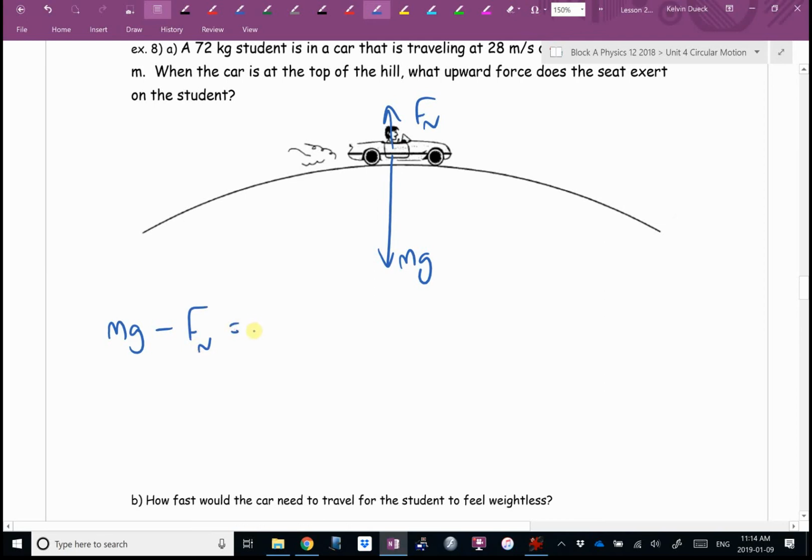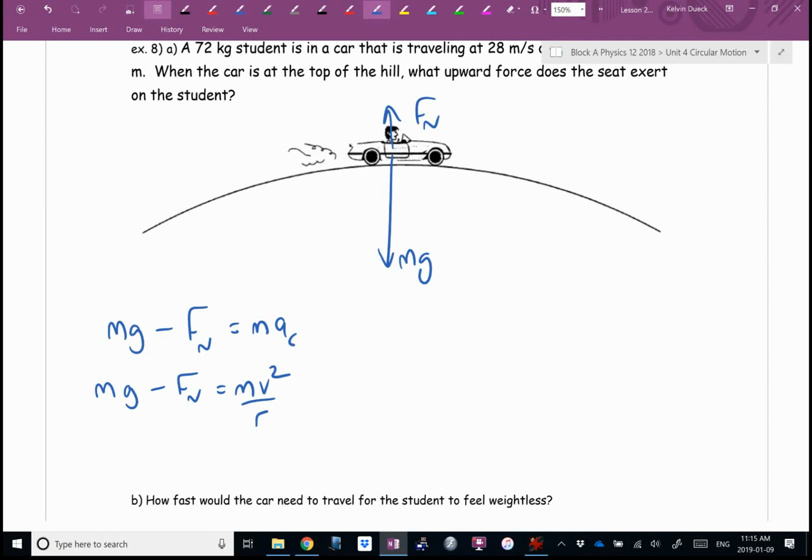What does that equal? ma_c. Which a am I going to use? Did they give me a speed or did they give me the period? Okay, so I'm going to go mg minus F_N equals mv squared over r. Nina, what's this question want me to find? The upward force. What does this question really want me to find? How do I get the F_N by itself?